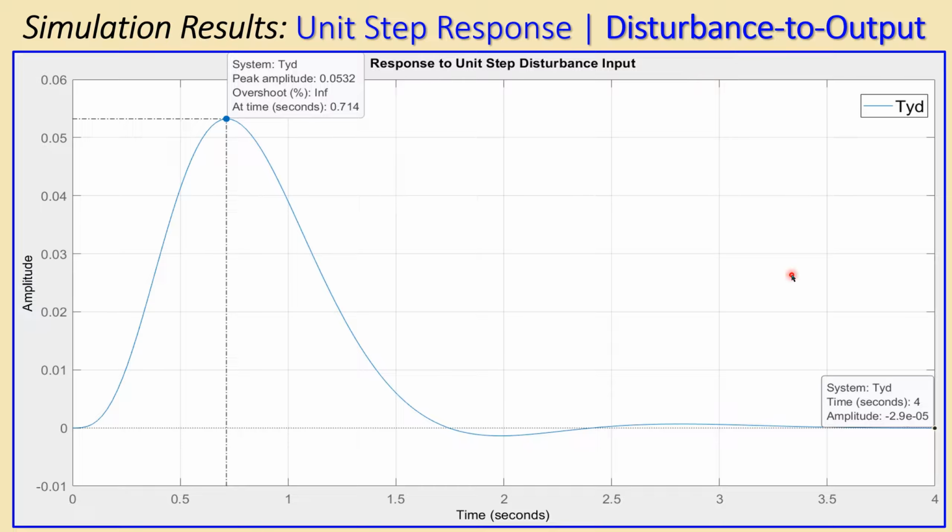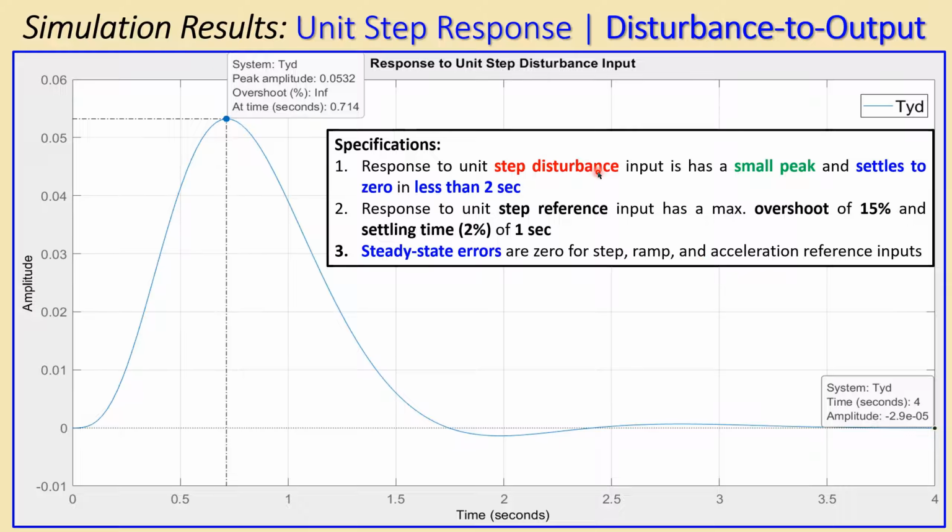Let's look at the simulation results, and we start first with the unit step response, considering the disturbance only. What we see is the following result. We have of course in the specification given that the step disturbance response must have a small peak. Of course, it is not designated precisely what small means, and it must settle to 0 in less than 2 seconds. We see a peak here, which is 0.0523. For a unit input, we get only 0.05, so it is quite small if you compare it that way.